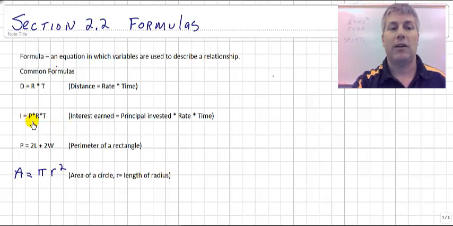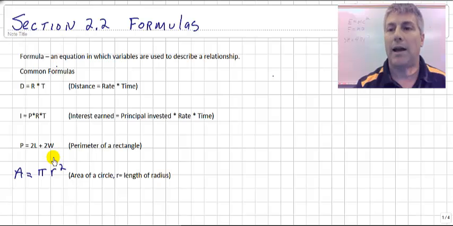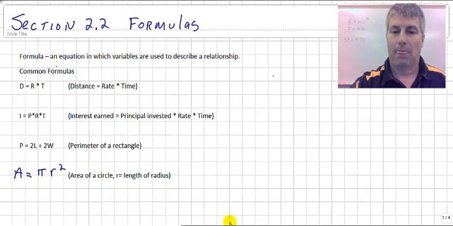Interest, the amount of interest, equals the principal times the rate, whatever interest rate you're getting, times time, how long you're investing at that rate. Perimeter of a rectangle, twice the length plus twice the width, or essentially adding up all the sides. Some other formulas, area of a circle, you know that's pi times radius squared.